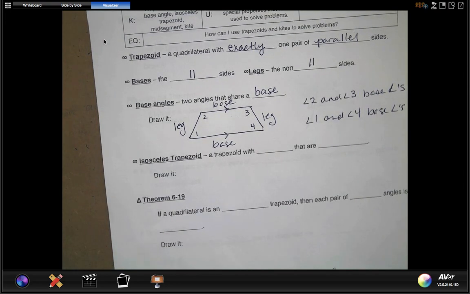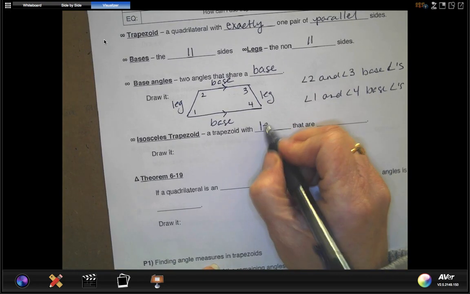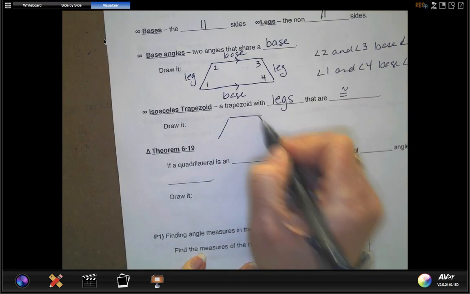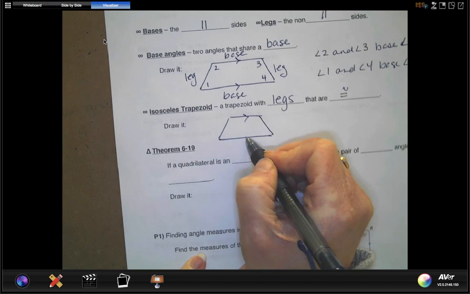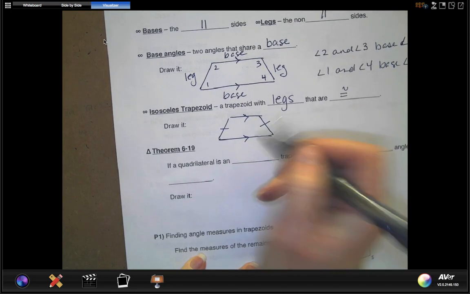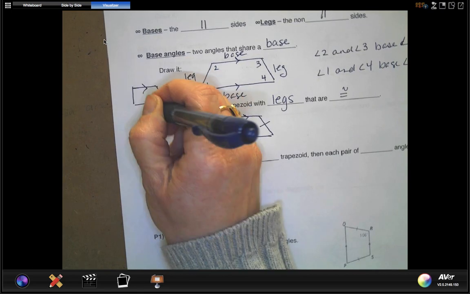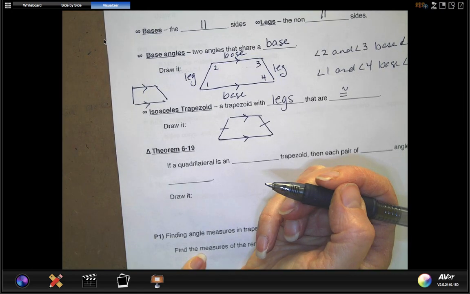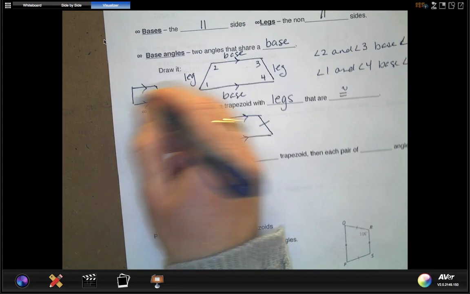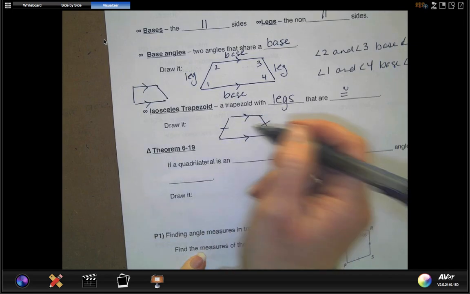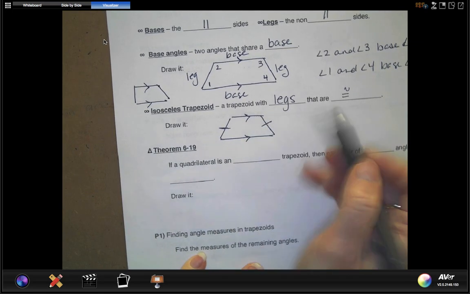An isosceles trapezoid is a trapezoid with legs that are congruent. I drew a picture of an isosceles trapezoid up above, but you could have, like, this could be a trapezoid. I've got one pair of parallel, so the bases are parallel. These sides are not congruent, so it's not an isosceles trapezoid, okay? So an isosceles trapezoid has the legs being congruent.